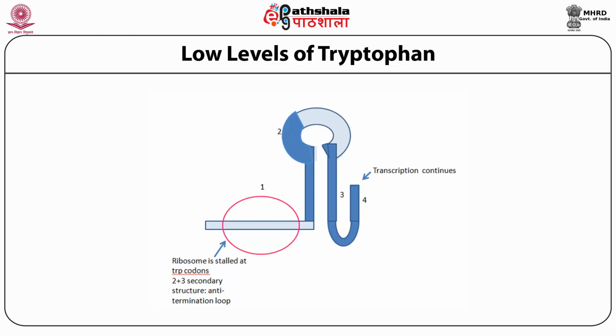Regulation of the tryptophan operon through attenuation depends upon the precise timings and interaction of the simultaneous processes of transcription and translation of the tryptophan structural genes.